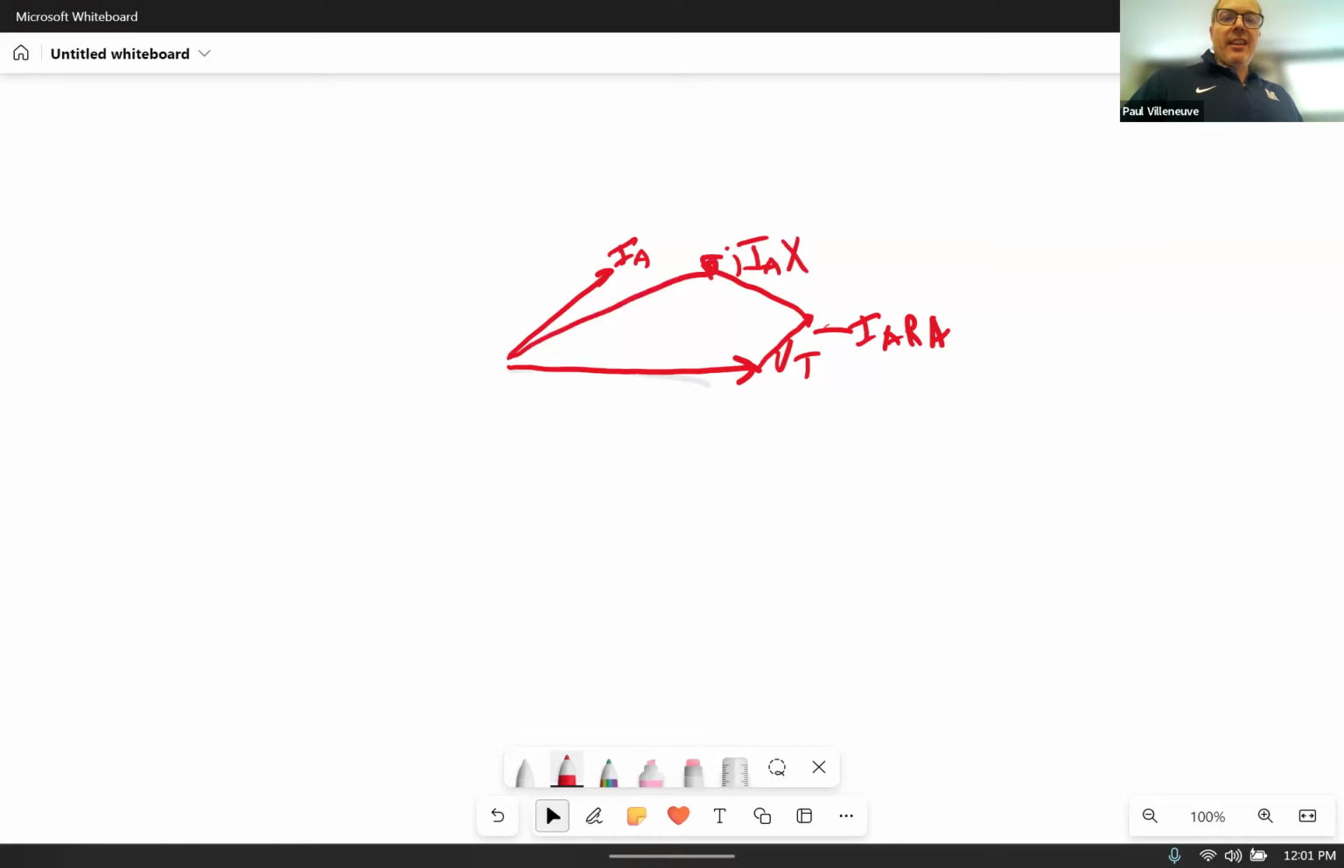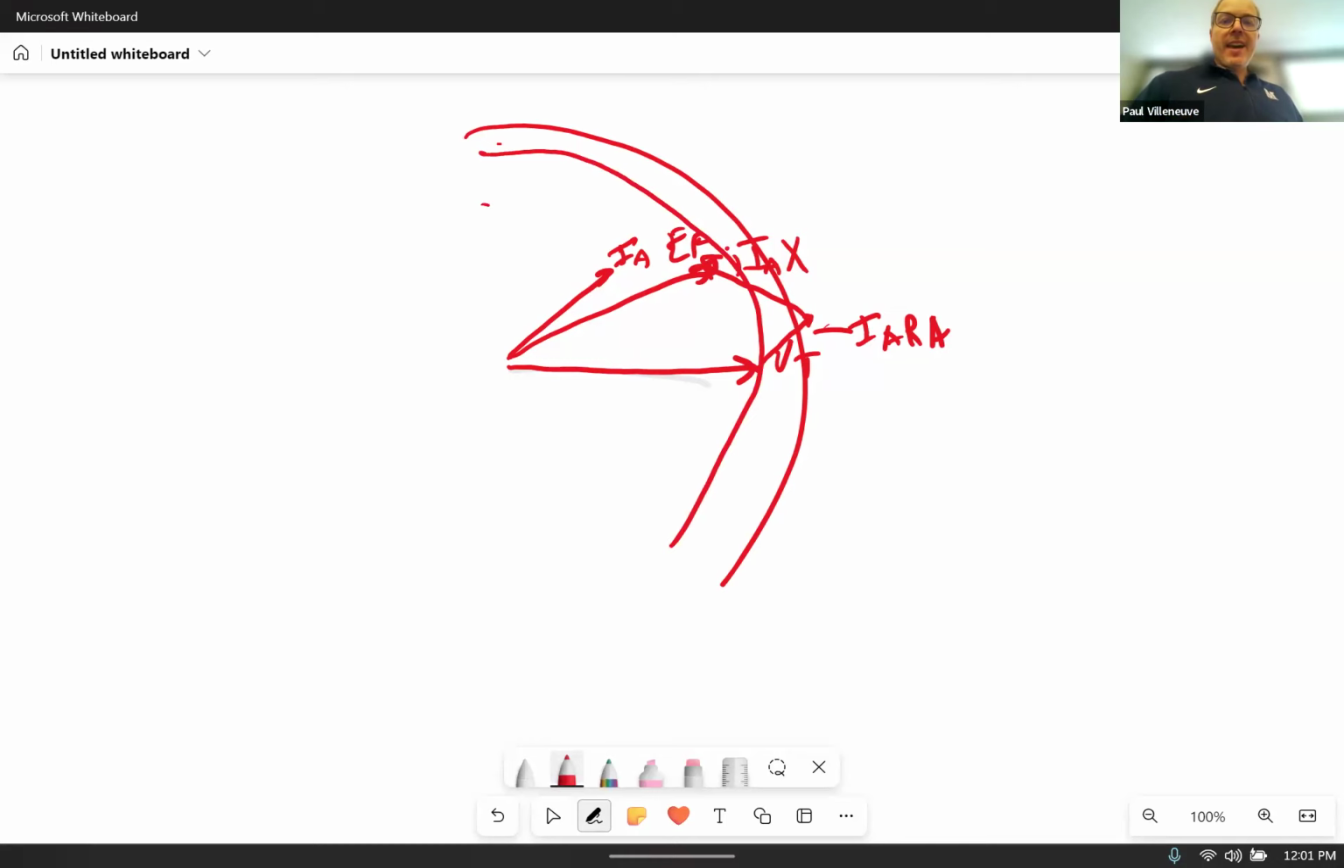This is the EF. Look at that magnitude, if I could draw correctly. That magnitude is greater than that magnitude. So when you operate at a leading power factor, your internal voltage has a lower magnitude than your terminal voltage.